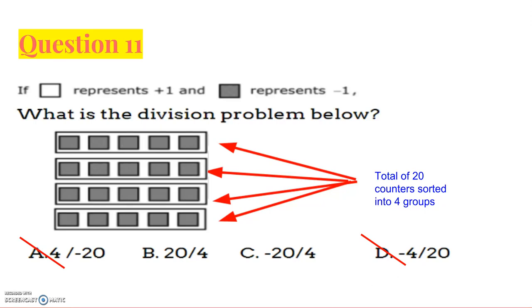4 is not your dividend, 20 is your dividend. With that being said, we are dividing those 20 counters into 4 groups. So we know that 4 should be the second number. Keep in mind that those 20 counters are 20 negative counters. So therefore, we could always eliminate B because that says 20 positive counters. So we have the answer C. -20 divided by 4 represents this problem.